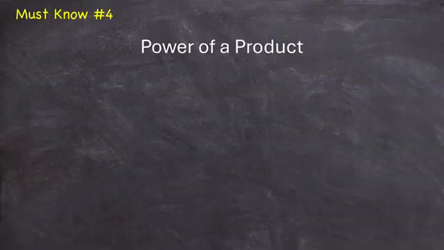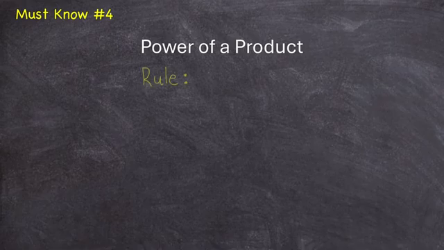Must know exponent rule number 4, the power of a product. For this rule, if we have a power where the base of the power is a product of 2 factors, so let's say the base of our power is a times b, and the exponent is n. The rule tells me that what I need to do is apply that exponent of n to both factors of the base. So this would equal a to the power of n multiplied by b to the power of n.